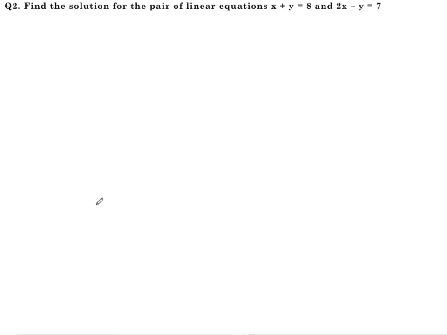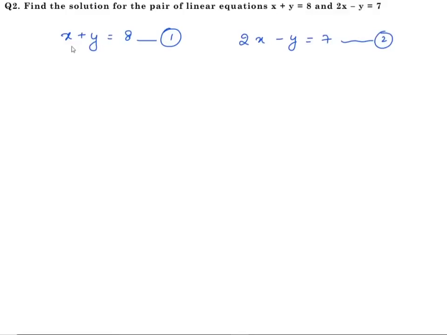Find the solution for the pair of linear equations. First write down the linear equations. What is the first linear equation? x plus y equals 8. Take it as the first equation. The next equation is 2x minus y equals 7. Students, this can be solved by the elimination method, substitution method, or cross multiplication method. The method I use here is the elimination method, because I can easily cancel out plus y and minus y. Hence I'll use the elimination method.